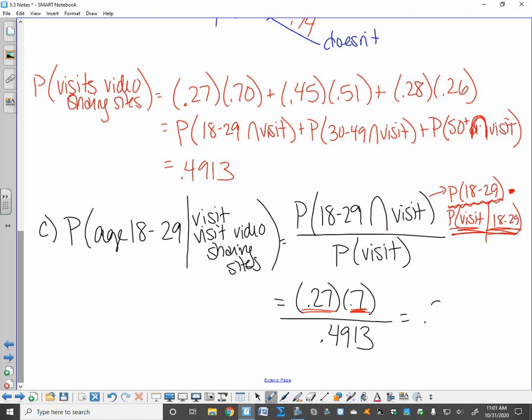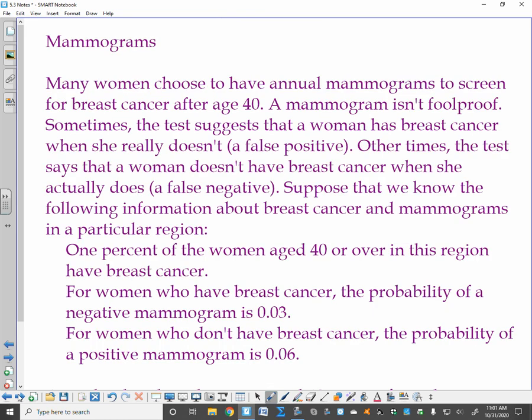And I got 0.3847. Given that a person visits a video sharing site, there is a 38.47% chance that they are 18 to 29 years old. I'm going to read that one more time. Given that a person visits a video sharing site, there's a 38.47% chance that they are 18 to 29 years old. All right, we're still rocking. Here we go.